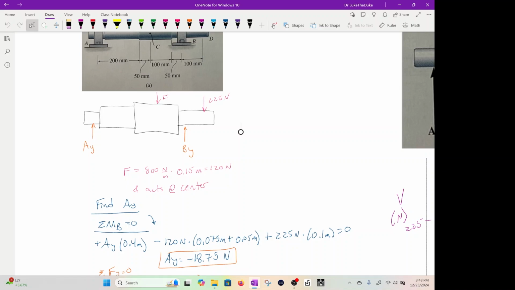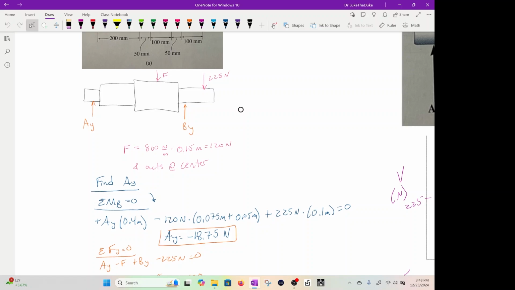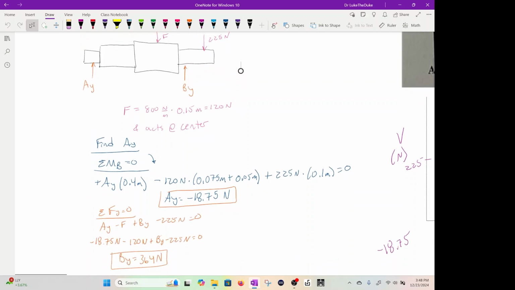Okay? So again, take the moment at B, make sure you pick your right directions, find your perpendicular distances, and multiply them by your forces. So AY becomes negative 18.75, so technically it's downward. Okay. Now if I sum the forces in the Y, I can then use that to find BY. Okay, so we know AY now, we know F, we have 225, we can solve for BY. Again, I picked upward as my positive direction, which I can write down. Upward is positive.